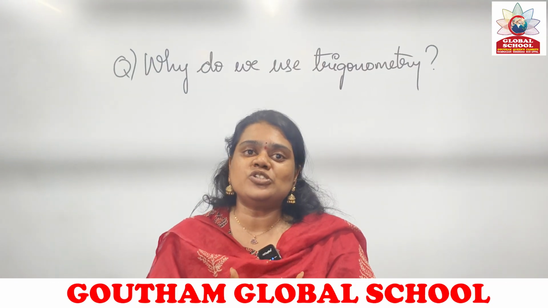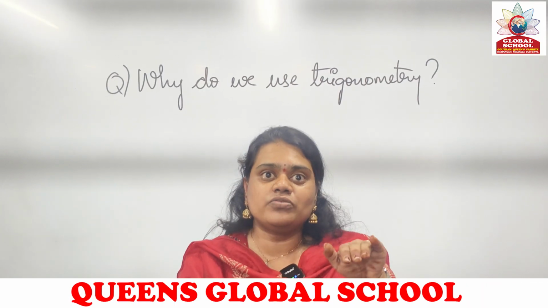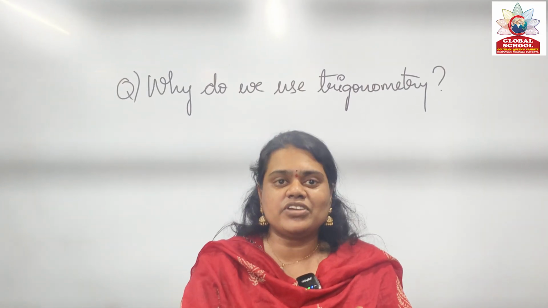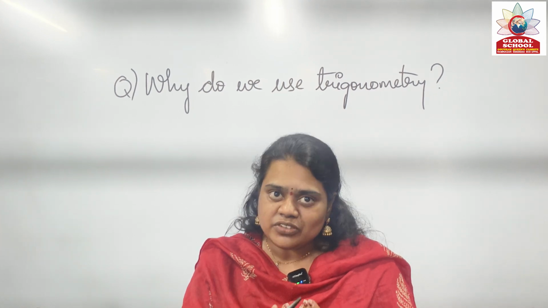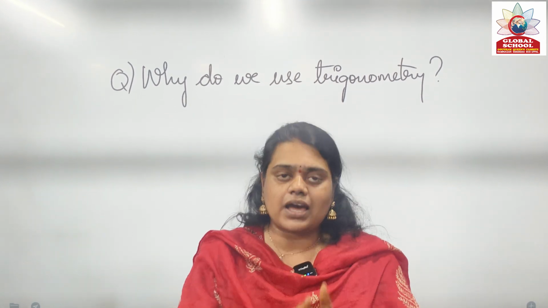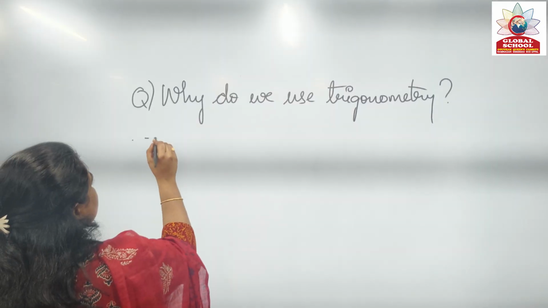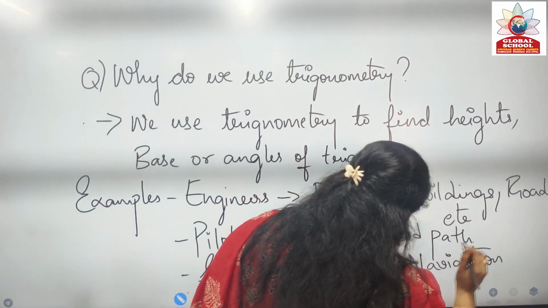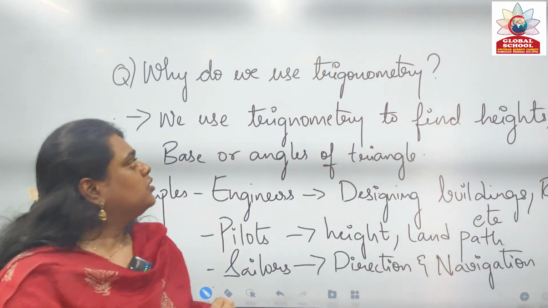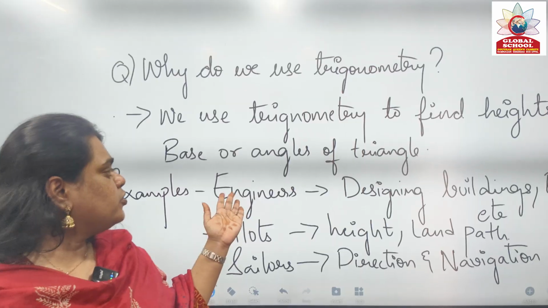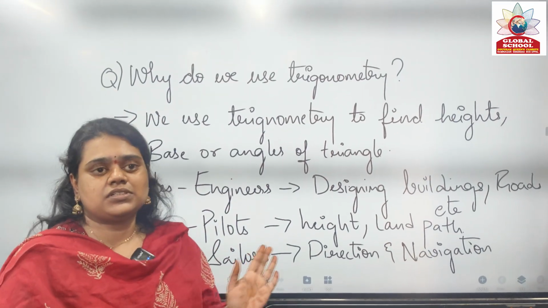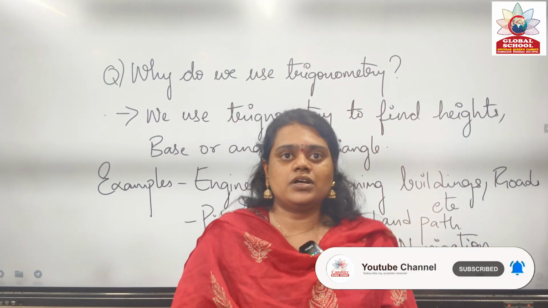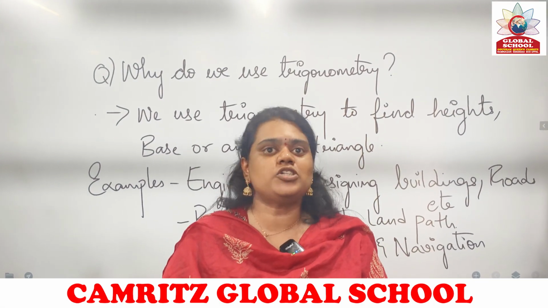A pilot will use trigonometry to measure the height of the flight before landing. A sailor uses trigonometry for navigation and directions. We can even use trigonometry to find the height of a building or a tree. So engineers, pilots, and sailors can use trigonometry. We can even use it to measure huge building heights and their bases or angles.